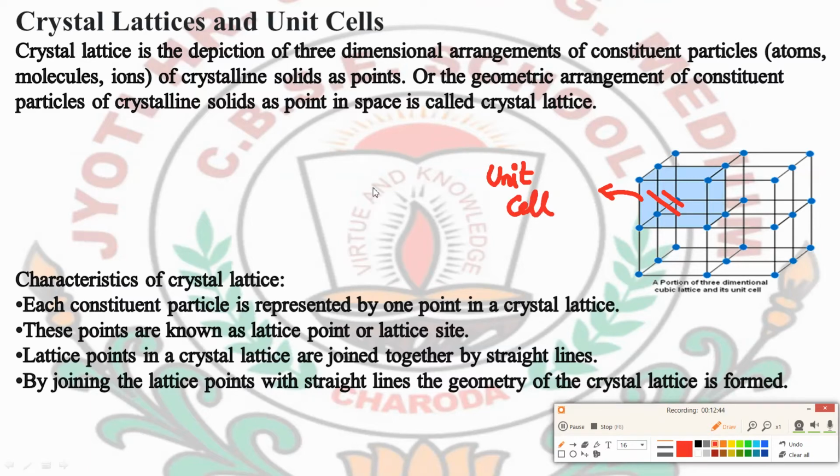Now, what are the characteristics of a crystal lattice? Each constituent particle is represented by one point in a crystal lattice. So the one point which is shown is one particle.